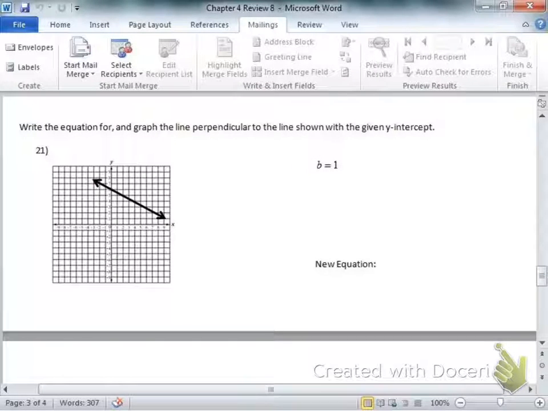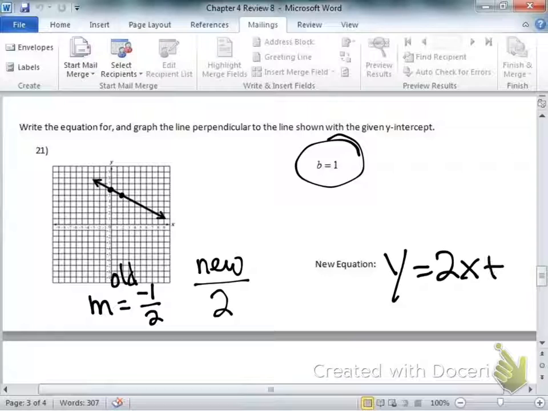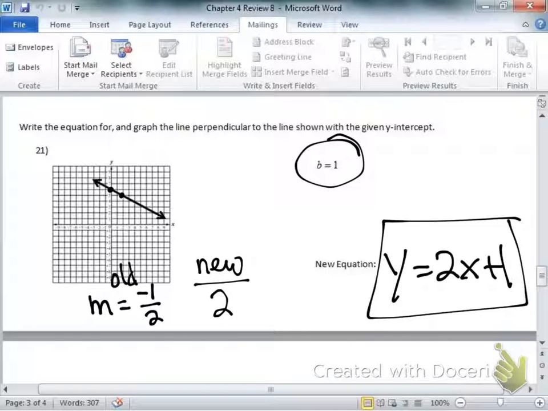All right, so I need to find the old m. Pick 2 points. Looks like I'm going down 1, right 2. So the old slope is negative 1/2. What's the new slope? 2 over 1, which is just 2. Very good. So my b is up here. This is y equals 2x plus 1. That's what I need to graph.